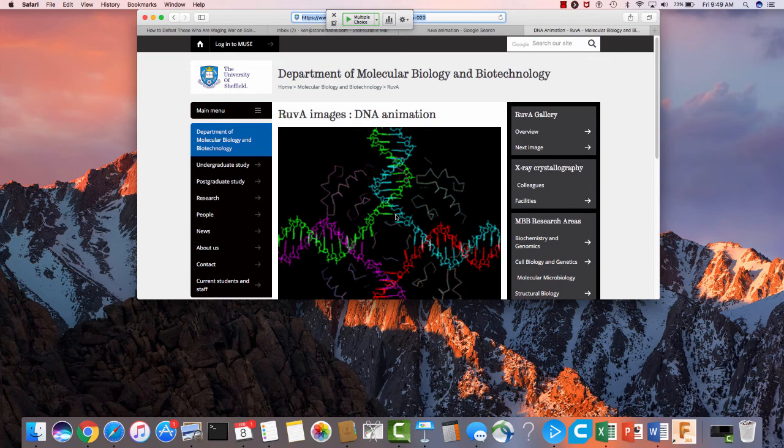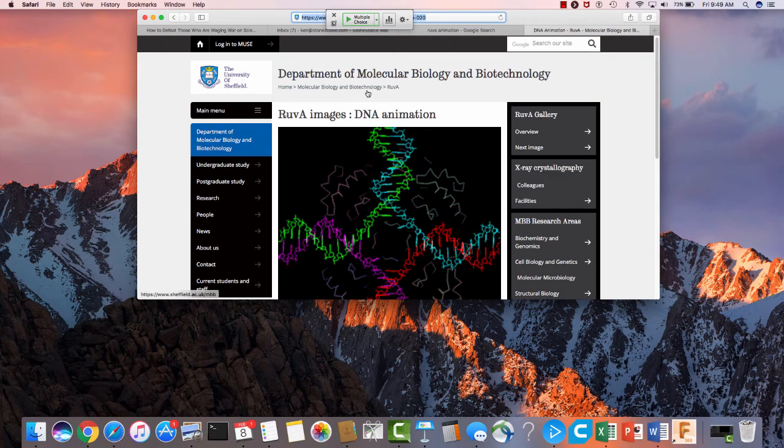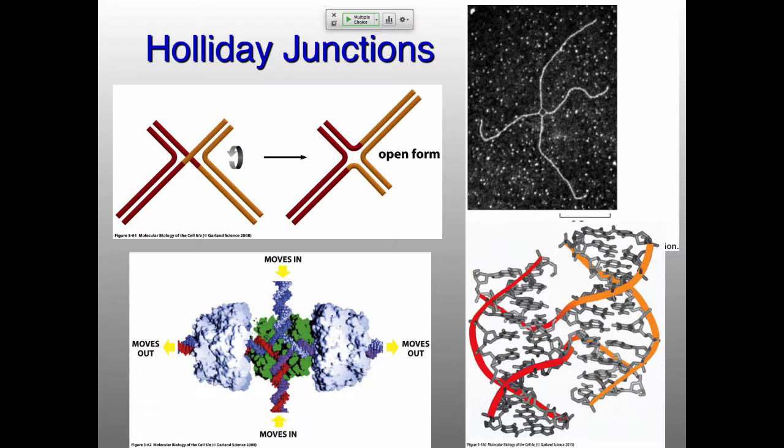And there are more images on this site. I put the link in the PowerPoint so you can take a look at those in more detail as you like. Oh yeah, this is the link for this process.